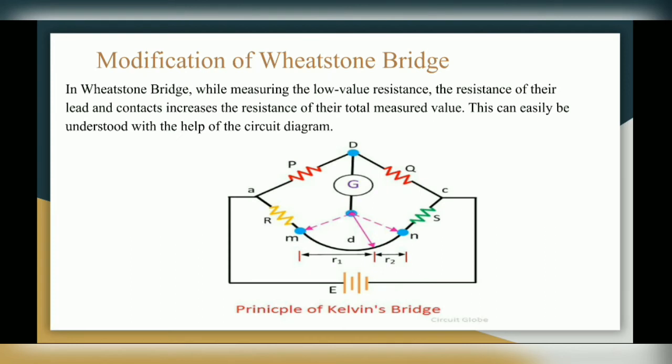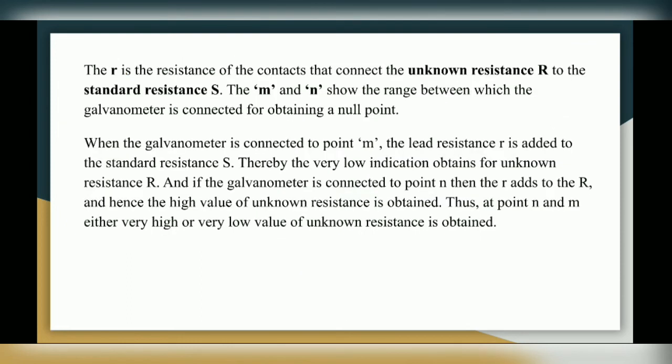So, modification of Wheatstone bridge. In Wheatstone bridge, while measuring a low value resistance, the resistance of the leads and contacts increases the total measured value of resistance. This can be easily understood with the help of this circuit diagram. So this is the circuit diagram. In this you can see there are contact resistances R1 and R2 and EMF E. The r is the resistance of the contacts that connect the unknown resistance R to the standard resistance S.